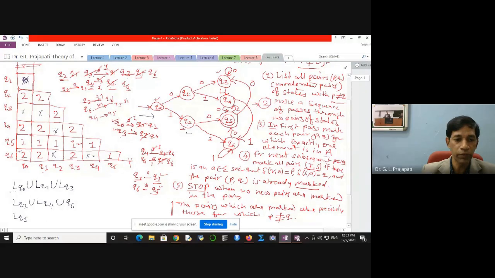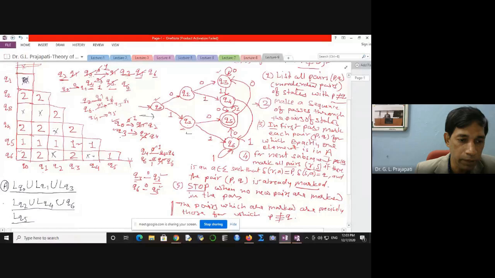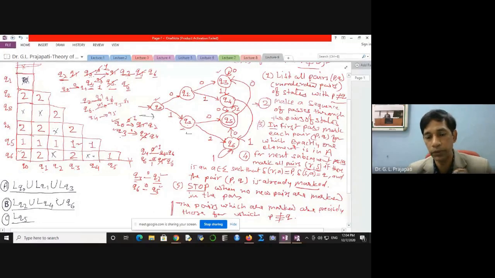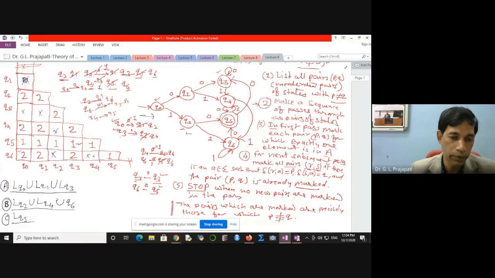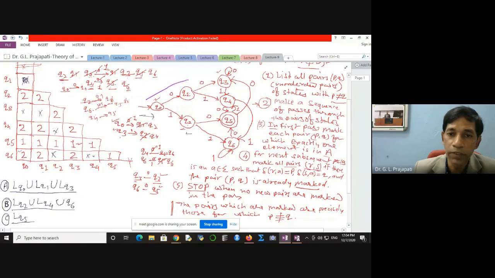Now you have found the three equivalence classes. This is one equivalence class, this is one equivalence class, and this is one equivalence class. Let's name them class A, class B, and class C. So using the table filling algorithm, we have obtained three different equivalence classes. You have also come to know that Q0, Q1, Q3 form one equivalence class.